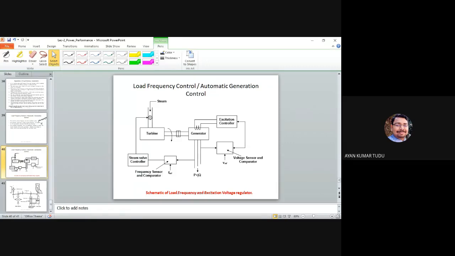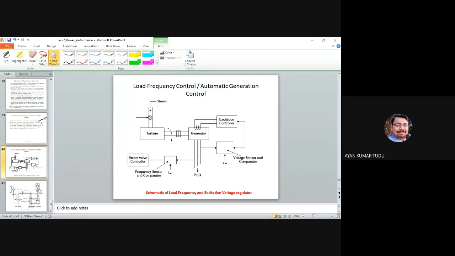As you can see, on the right hand side we have our voltage controller, the automatic voltage regulator, which we say AVR, and on the left hand side we have our load frequency controller. These two are operating on the generator itself, but we are still able to analyze them separately. The question that should have come into your mind is, are these two interacting among themselves?